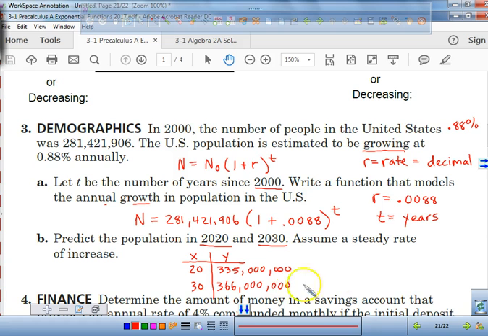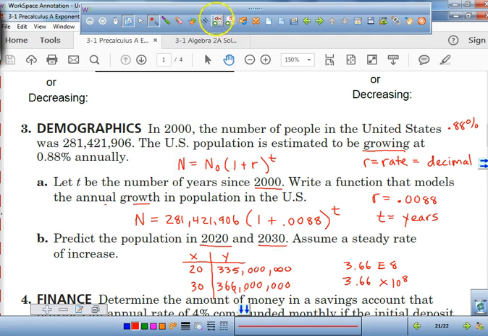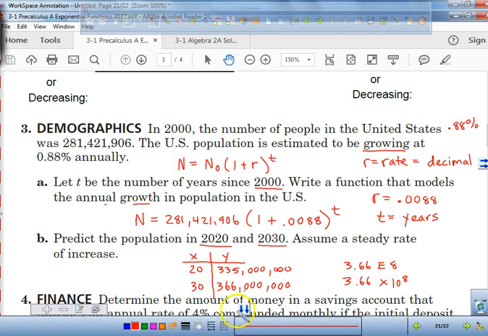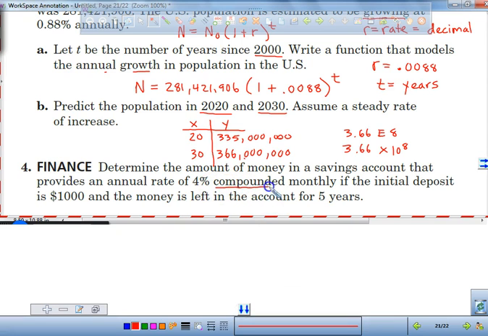Now, to check it, it said what? It said 3.66 E 8, that basically means 3.66 times 10 to the power of 8. So if I move the decimal over, 1, 2, 3, 4, 5, 6, 7, and 8, that would work. All right? So those are your two answers for A and B. What I'd like you to do now on your own is do number 4. Find the formula and see if you guys can come up with the correct answer. By the way, it's going to tell you you're going to be dealing with something called compound interest, and you're compounding money.